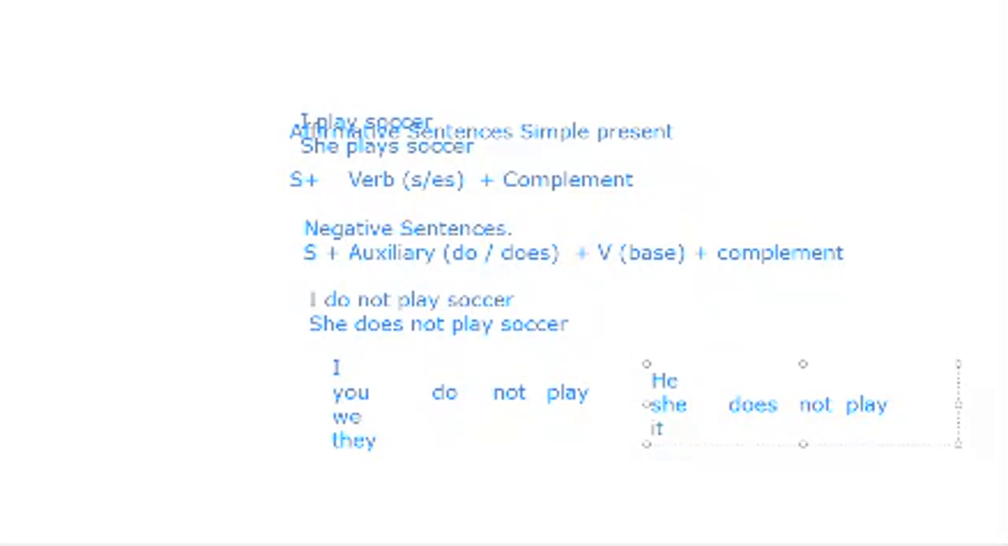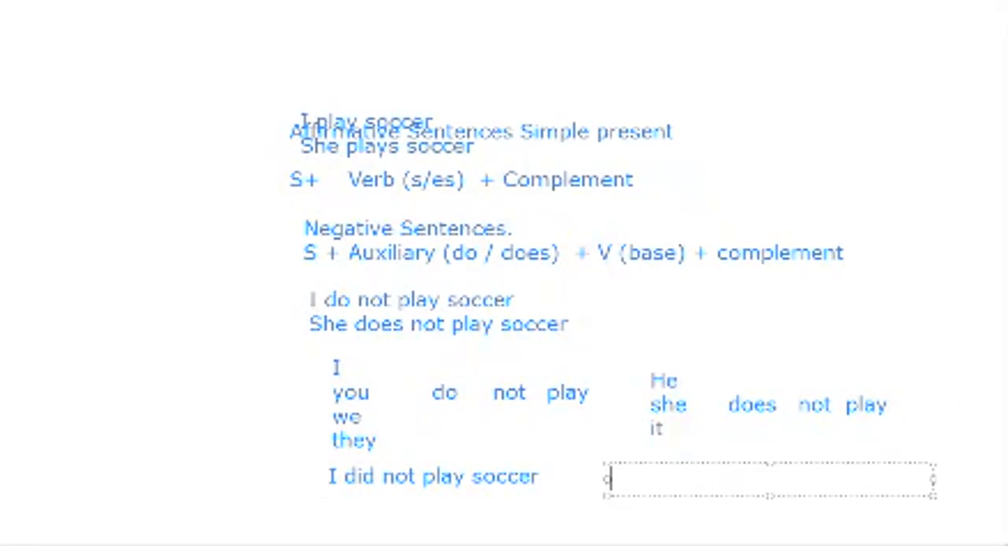Porque el verbo, vaya, escuche esta oración. Ve esta oración: I did not play soccer. Estructura: sujeto, auxiliar, negación, verbo, complemento.